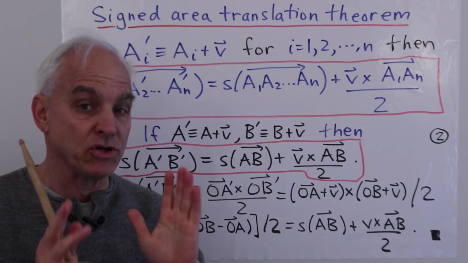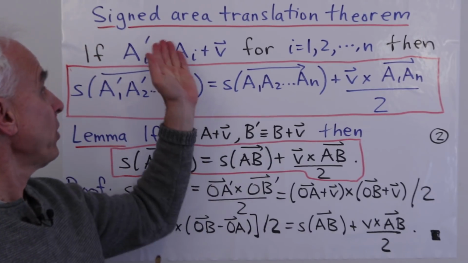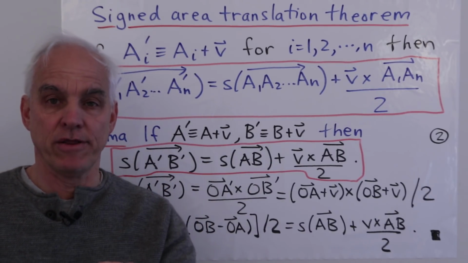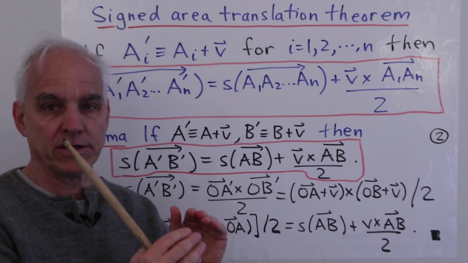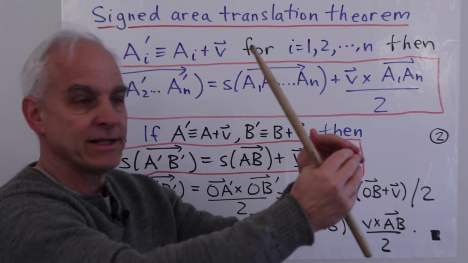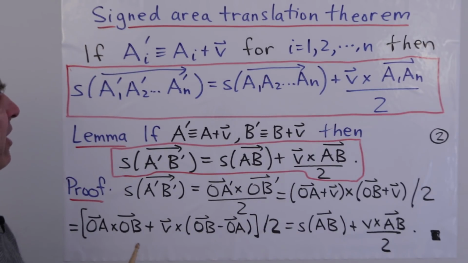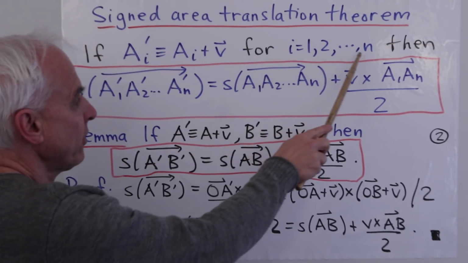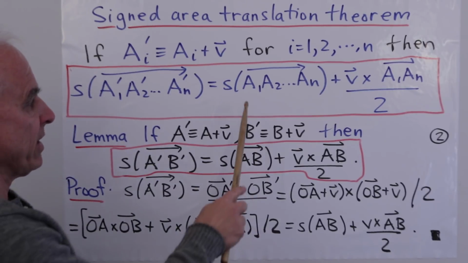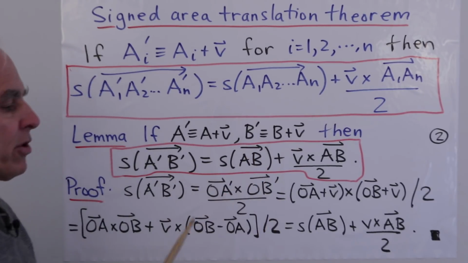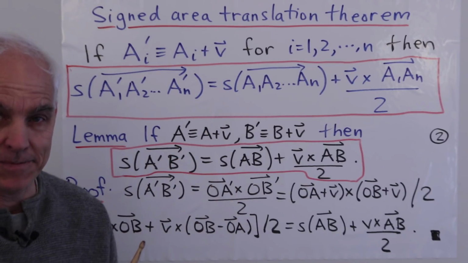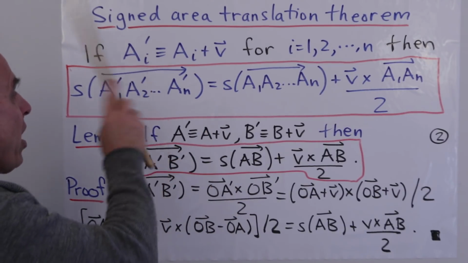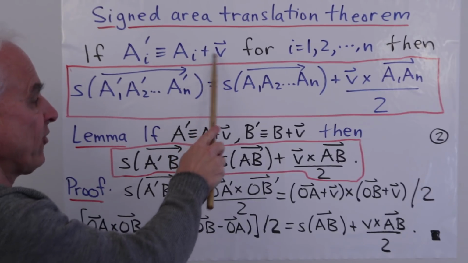So we're going to be talking about two main theorems today, and the first one is the signed area translation theorem, which tells us exactly what happens to the signed area of an oriented spline when we translate it. So suppose that we have points A1 through to AN, forming a spline, and we're going to translate each of those points by a fixed vector v. So we'll let AI prime be AI plus v.